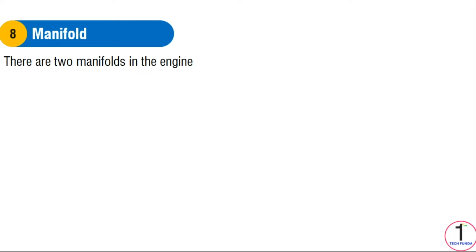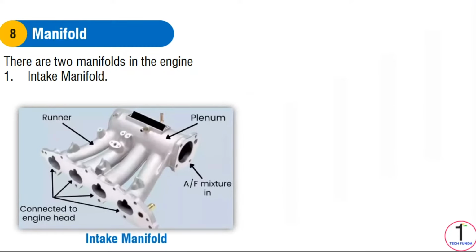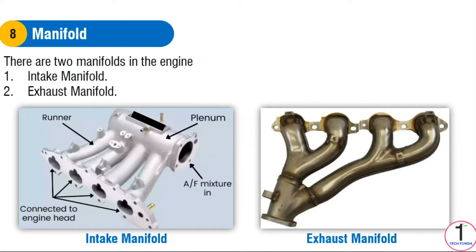Manifold. There are 2 manifolds in the engine: intake and exhaust manifold. Intake manifold. The intake manifold is connected to inlet valves. It is the pipe that helps to provide air-fuel mixture into the engine for proper combustion. Whereas in a diesel engine, the intake manifold is used for bringing only air to the combustion chamber. Exhaust manifold. The exhaust manifold is responsible for taking out the exhaust gases from the combustion chamber after combustion, and is further connected to the exhaust valves. Its design and construction are the same as the inlet manifold.